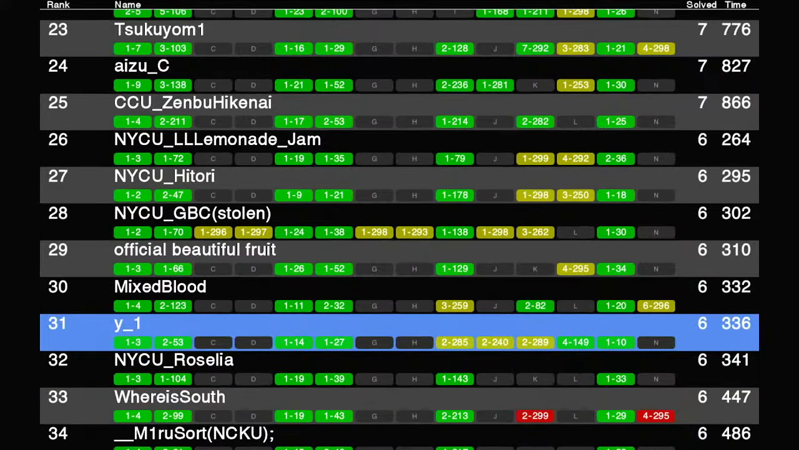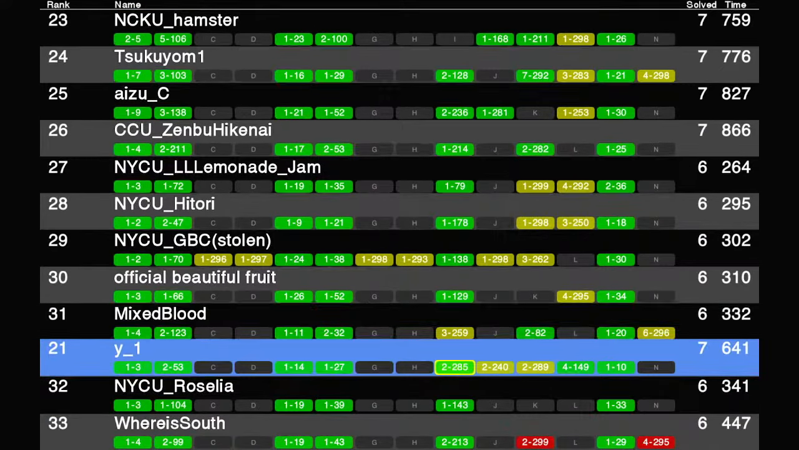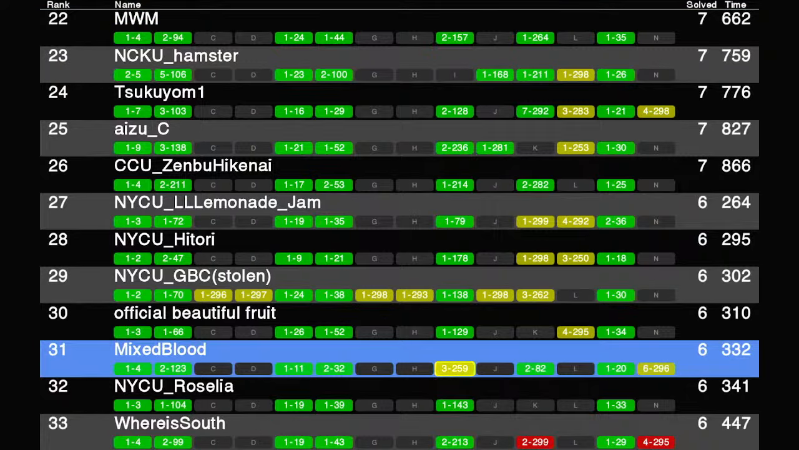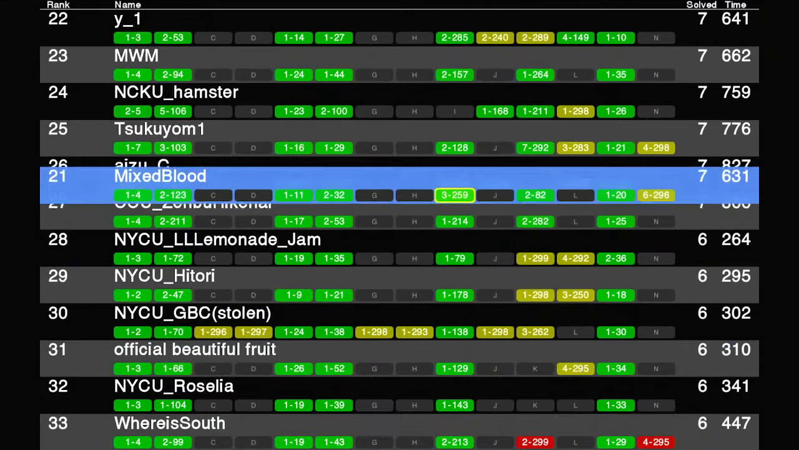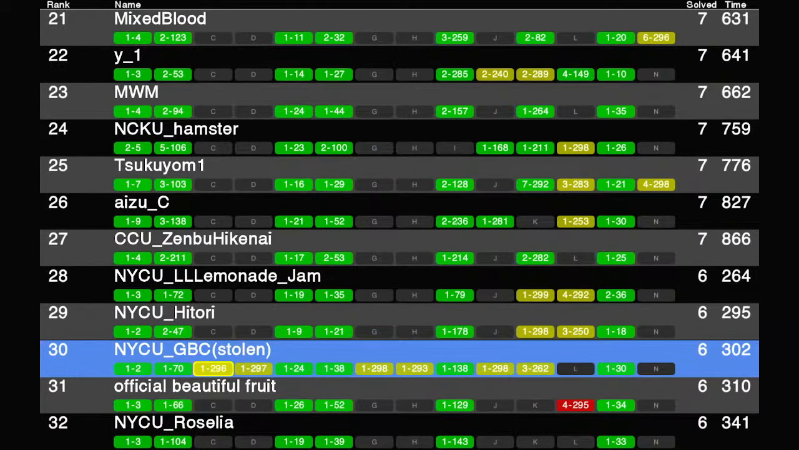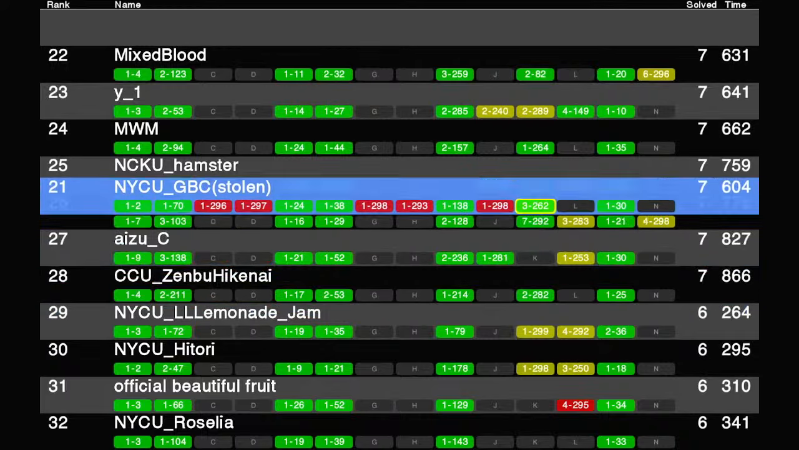NYCU Rosalia, no submissions left, and Team Y1, the first one is a yes. Team Mixbot on problem I got a yes. And now we are at official beautiful fruit on problem L is a no, and now we're in the silver medal territory. NYCU GBC student had 6 submissions. 5 of them are in the last 10 minutes, and only the problem K got a yes.